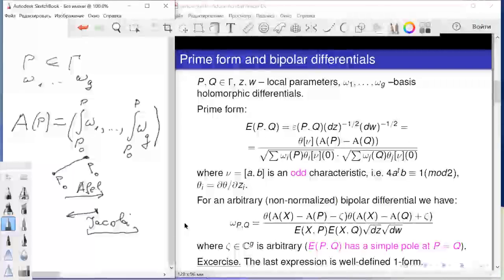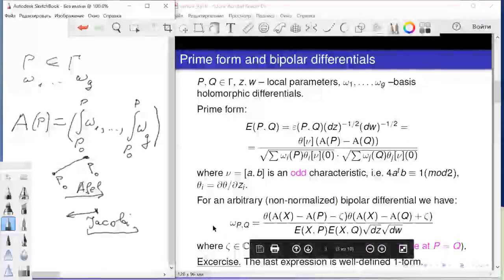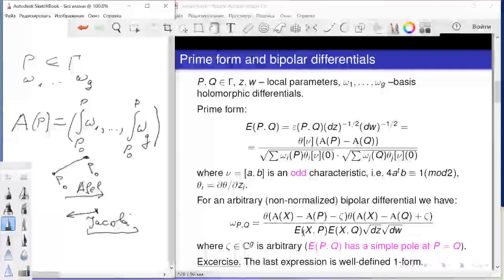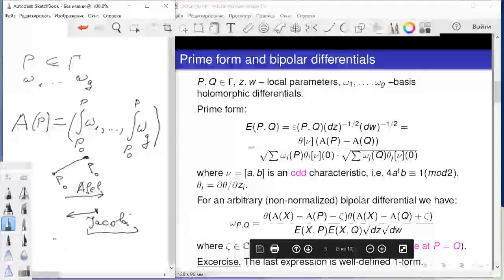After we check that it's a well-defined expression, it remains only to notice that E of x p has a simple zero. I told it wrong maybe earlier.